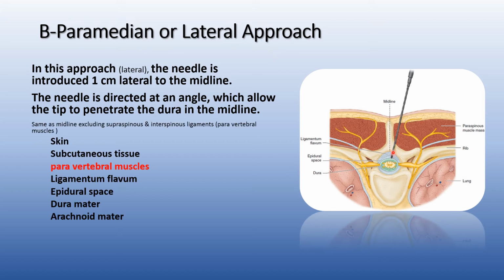The structure that the needle pierces is the same as in the midline, except the ligament, which is the supraspinous ligament and the interspinous ligament, is substituted with the paravertebral muscle here. This is why, because sometimes in old age the supraspinous and the interspinous ligaments are calcified, so the midline approach will be more difficult to perform.